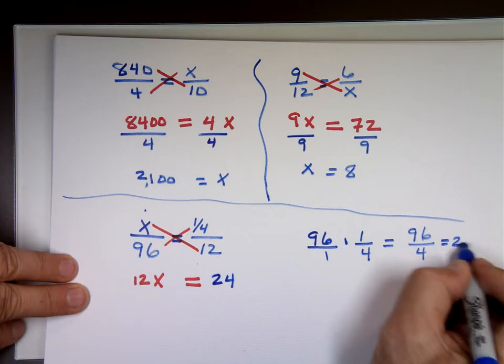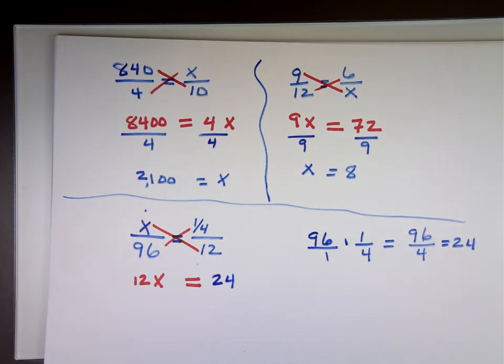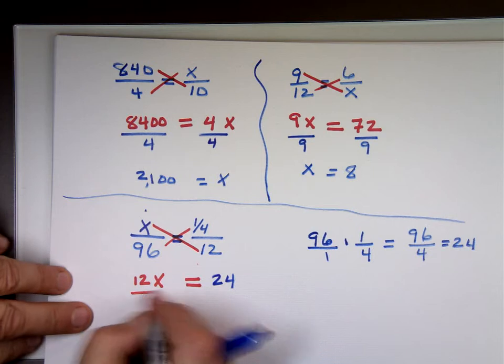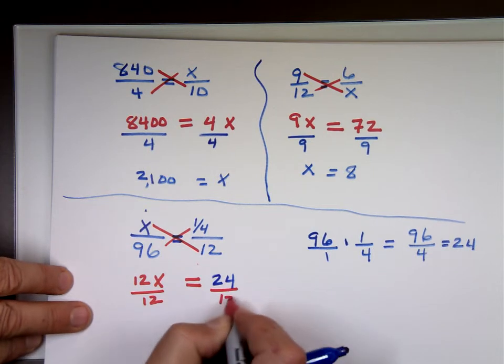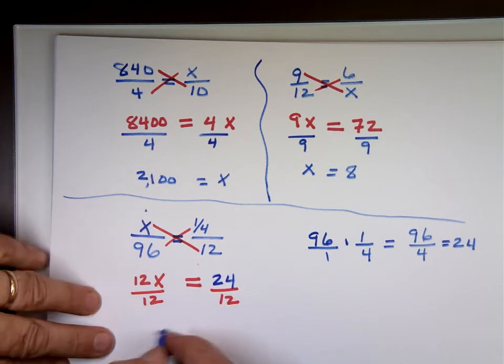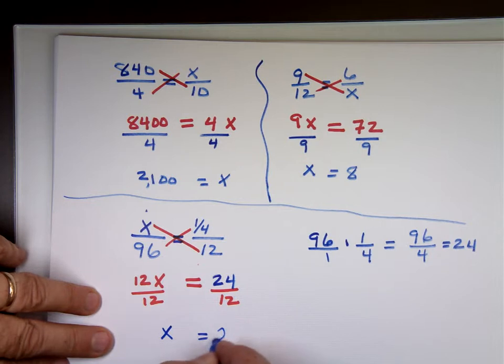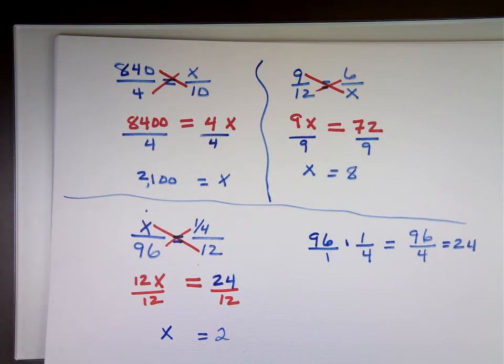Now to solve for x, we're going to divide by 12. x equals 2.